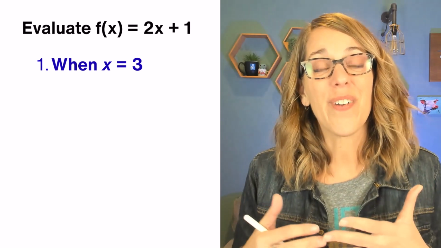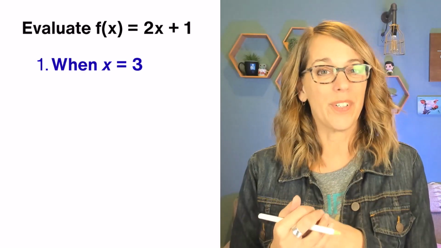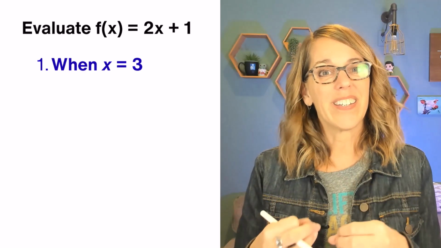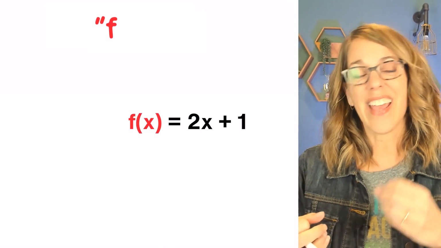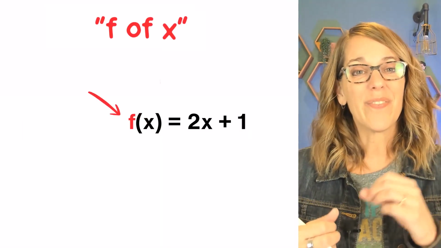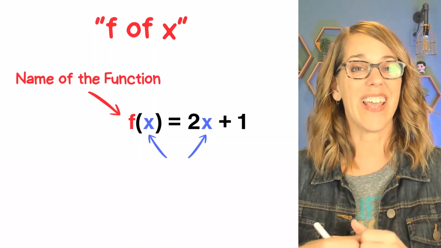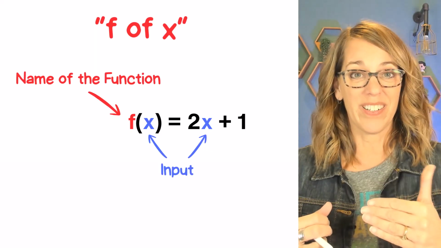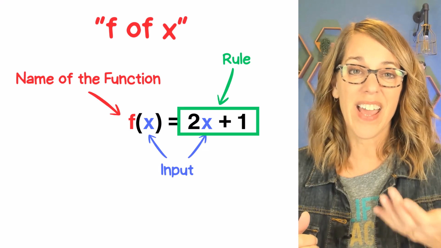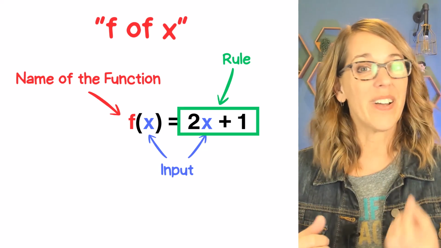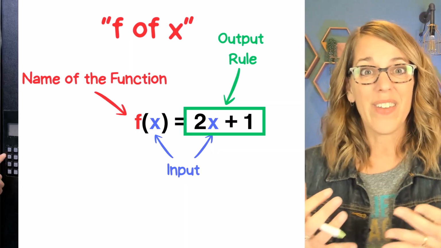Let's talk about functions. I've got this example here where we want to evaluate this function, f of x is equal to 2x plus 1. But before we get to that, let's talk about what that function is. We read it as f of x. F is the function name. Those variables, those x's, whatever's inside the parentheses next to the f, that's considered our input. And whatever's on the other side of the equals sign is our rule. You can also think of that as your formula, but that 2x plus 1 in this case gives us our output. So it's really a lot like a vending machine.